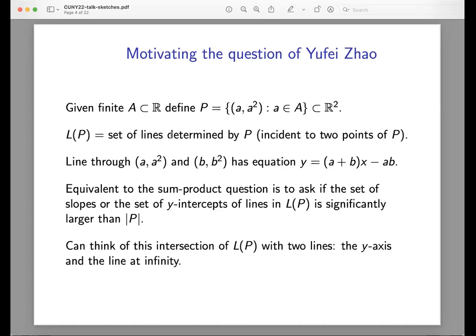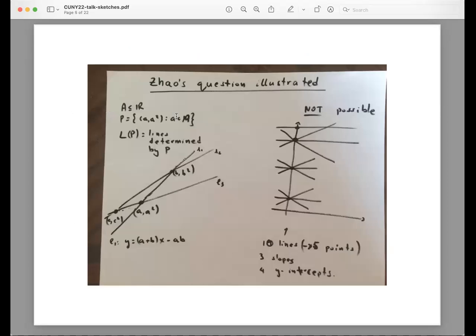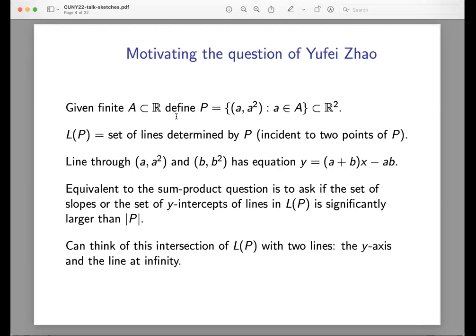Another way to interpret the y-intercepts and the slopes is to think of the intersection of these sets of lines with two lines. One is the y-axis, these are the y-intercepts, and for the slopes, you can think that it's the intersection with some line at infinity. So basically, this was probably an observation that many people have made.